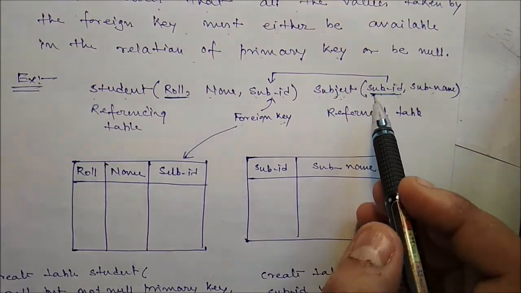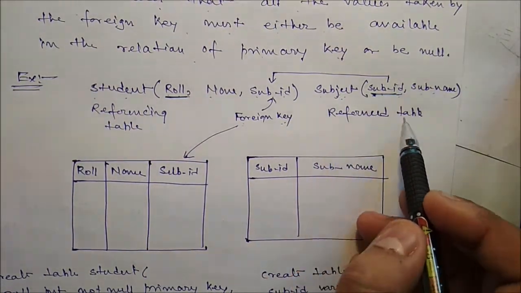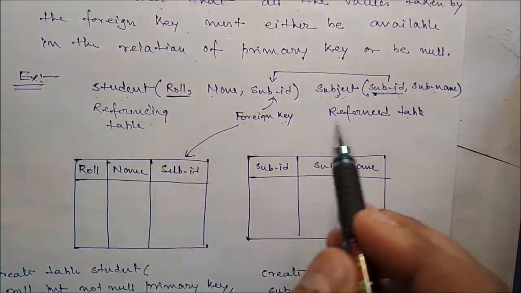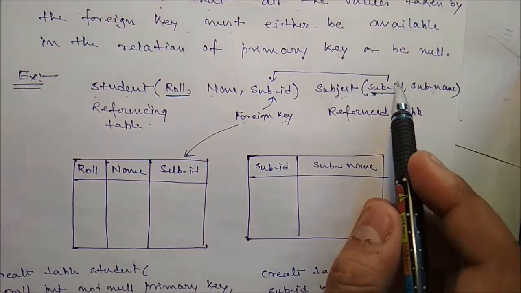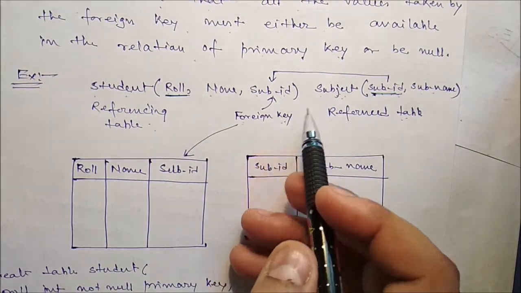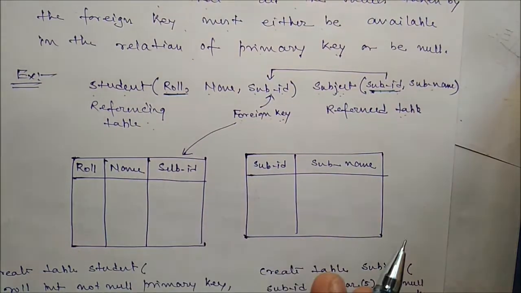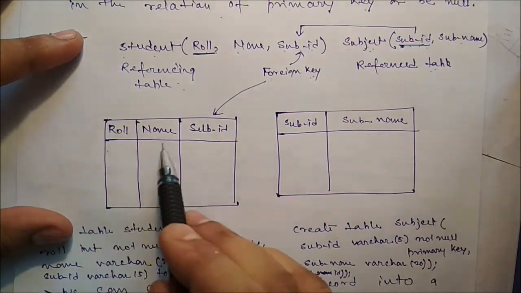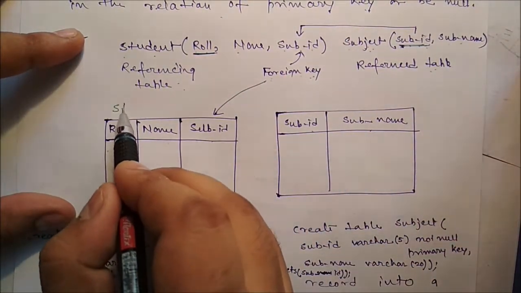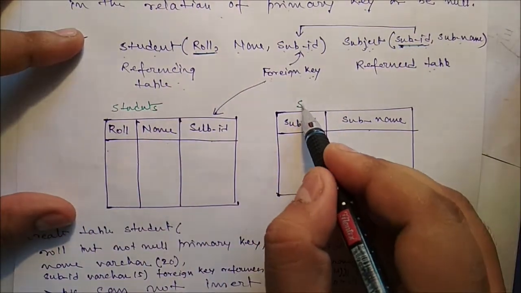Now that means we implement the constraint using foreign key and primary key. Now this is called the referenced table and this is called the referencing table. Referenced table means from where we fetch the attribute, and referencing table is where we use the attribute, where the foreign key is there. So the foreign key must be there in the referencing table. So here we have roll number, name, subject ID, and subject ID and subject name. This is our student table, and this is our subjects table.